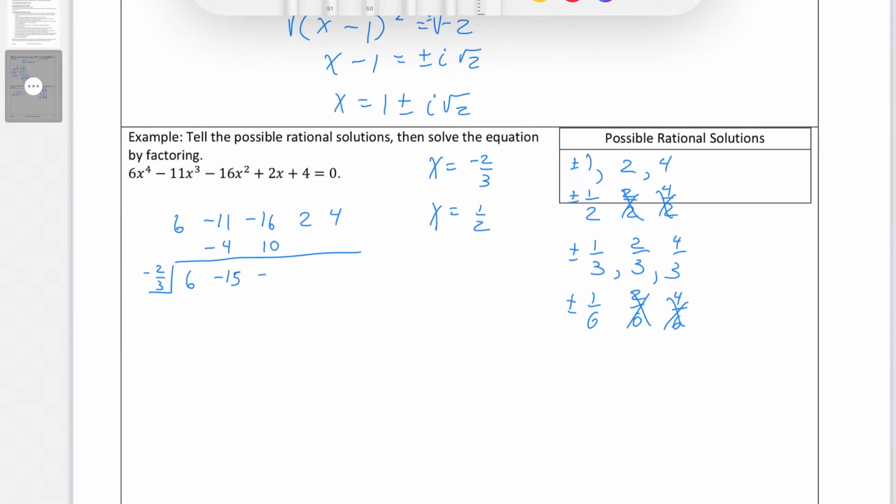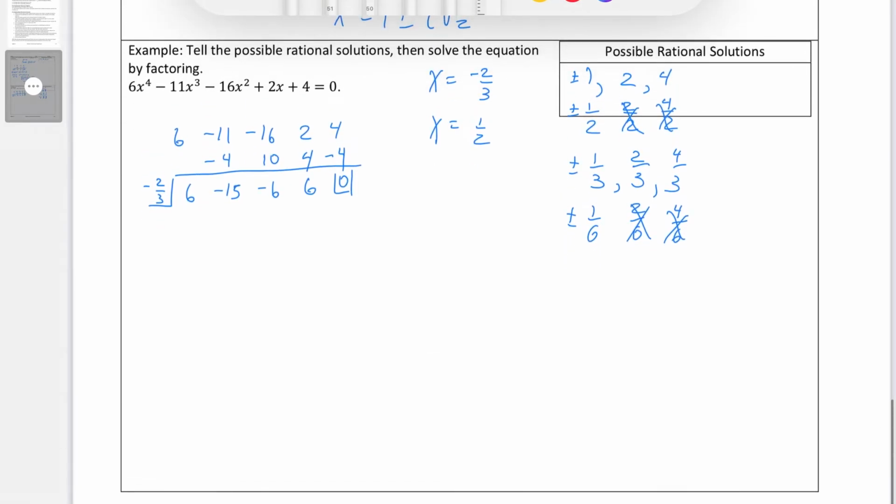Now add the column: negative 6. And then negative 2/3 times negative 6 would be positive 4. We did that problem just a second ago, as a matter of fact. When we add our columns, again, we get a 6. And we know that negative times positive is negative. And there's that 2/3 times 6 one more time, giving a 0 remainder. Now, at this point, we should go ahead and write that this is actually x plus 2/3 as a factor times, and watch real carefully what I do here.